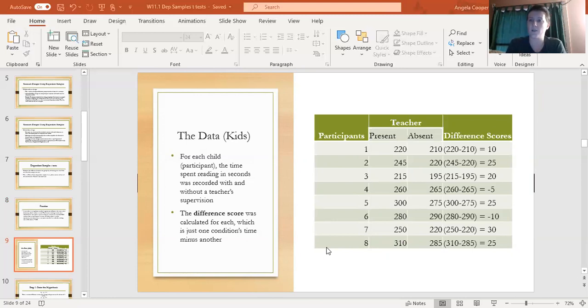I mentioned that the dependent samples t-test deals with difference scores. We're subtracting one score from the other, one condition from the other. So here's what I've just done: 220, the first condition, minus 210, the second condition, and 245 minus 220. We're just taking each of the scores from the conditions and subtracting them. So 215, the present score, minus the absent score gets us a difference score of 20, and 260 minus 265 is -5, and so on down the line. This is what we have to do first before we continue with the dependent samples t-test: find these difference scores.